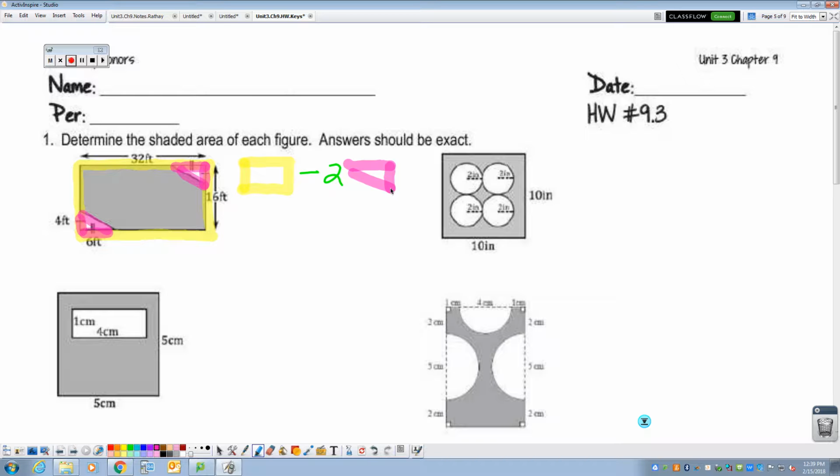The second question, we have a square, and we have a bunch of boxes inside of it. So I could get the area of the square, and inside of it I have a whole bunch of boxes, or circles, I'm sorry. And if I took those 4 circles out of the square, I would be left with the shaded region. So it's the square minus the 4 circles. And those are the areas that we need to use.